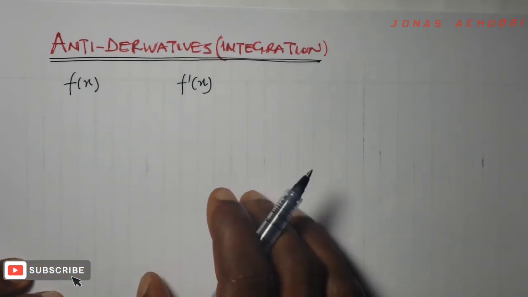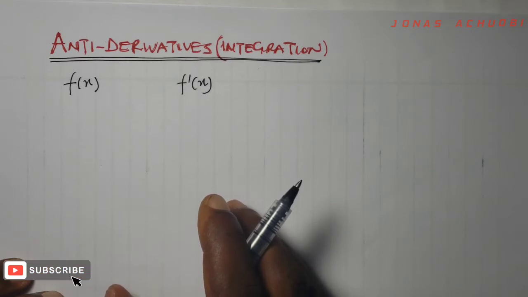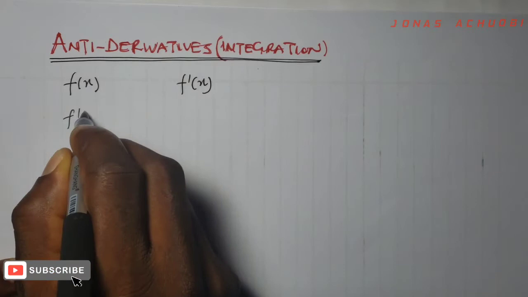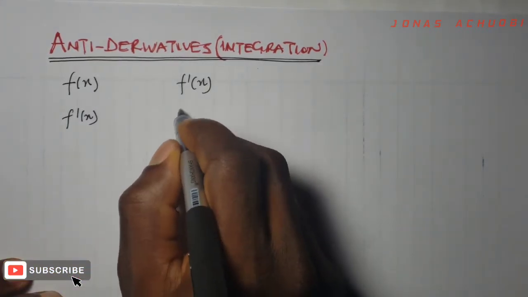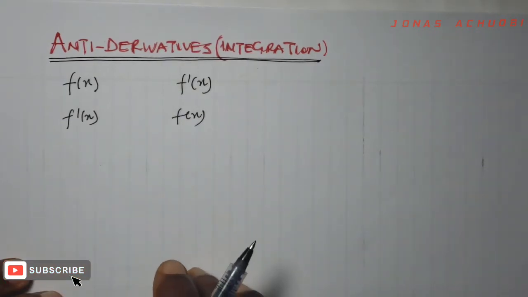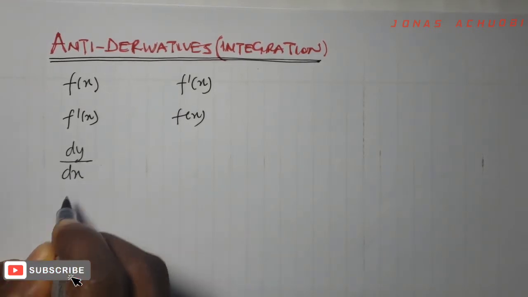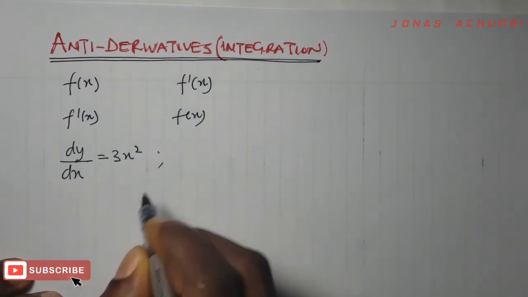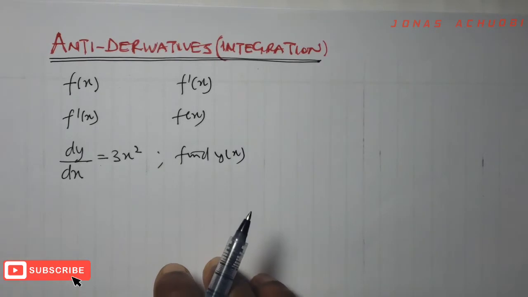On the other hand, in a typical anti-differentiation problem, we are given the derivative of the function, f prime of x, and we are asked to compute the original function, which is what? f of x. For example, if we are given that dy over dx is equal to 3x squared, we are required to find what? To find y of x.